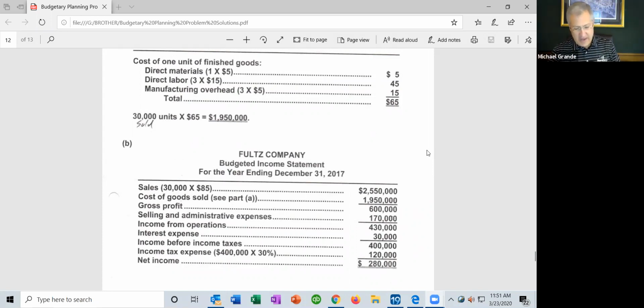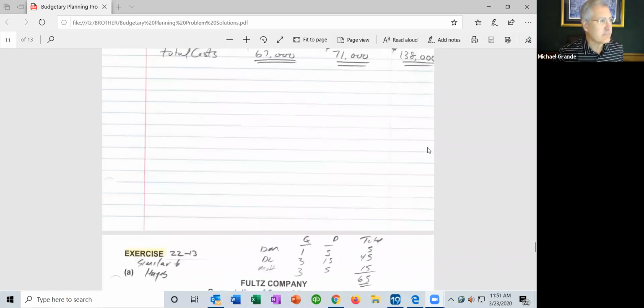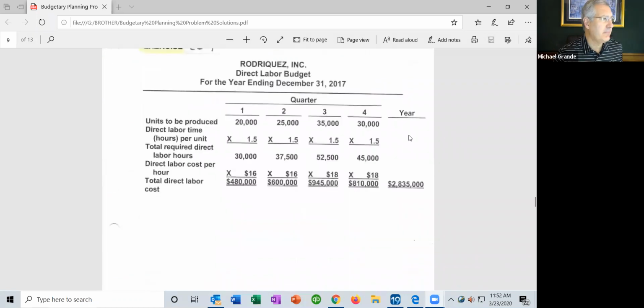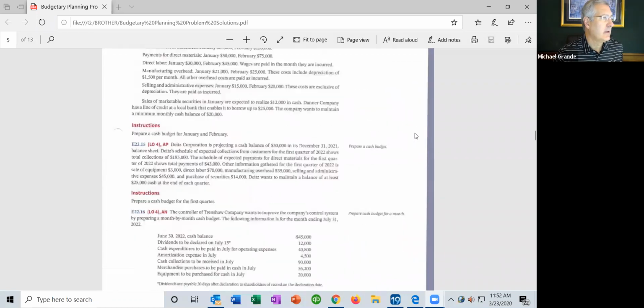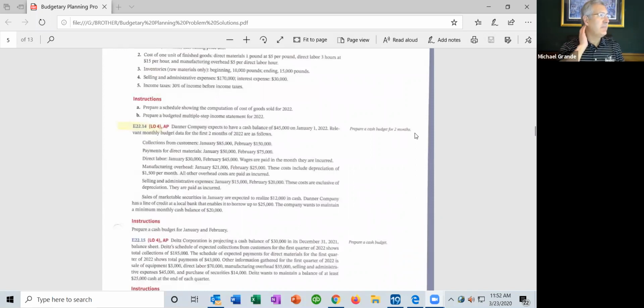Let's look at exercise 14. Let's go back to the problem. Let's read the problem. It says, this is exercise 14. Danner Company expects to have a cash balance of $45,000 on January 1, 2022.